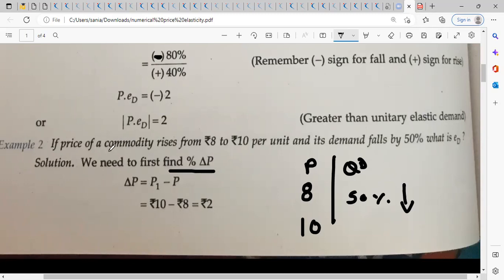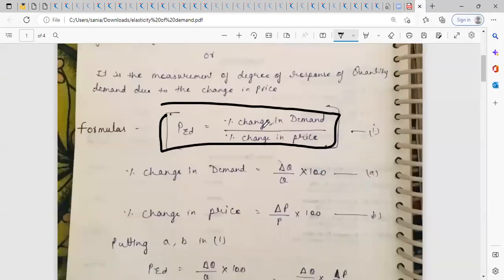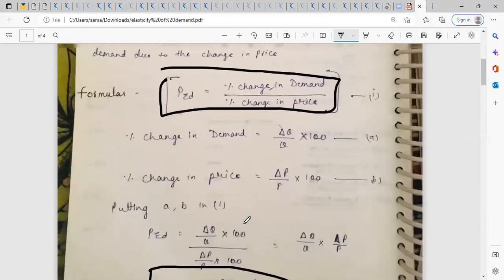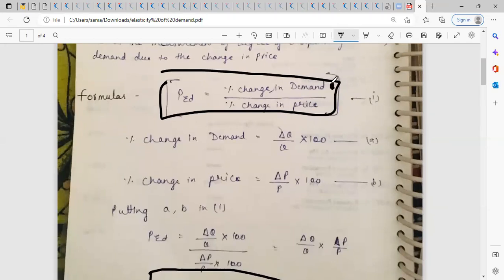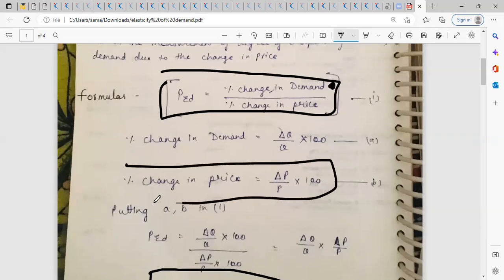You have to find the price of this and this, you have to find PED. Okay, so you have two formulas. Again, coming to the formula part, you have two formulas. One is this and one is this, right? What is given? This is given, right? But this is not given to you. So first of all, with the help of this formula, you will find the percentage change in price, right?